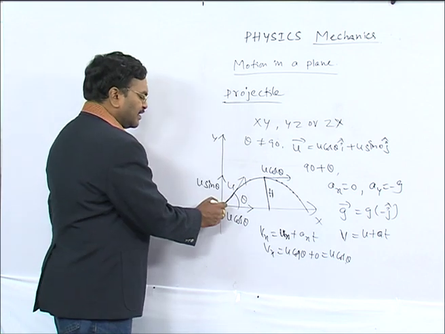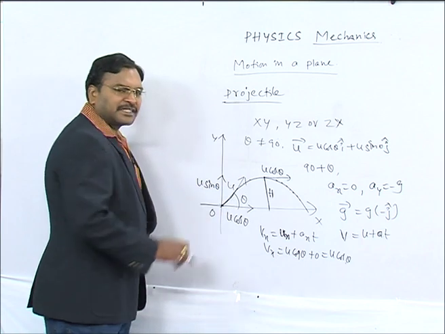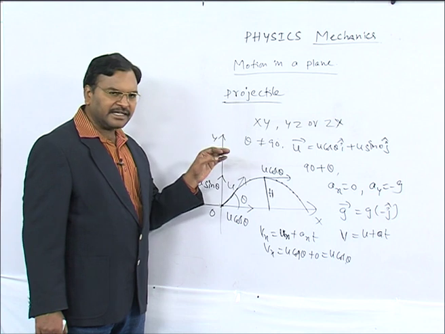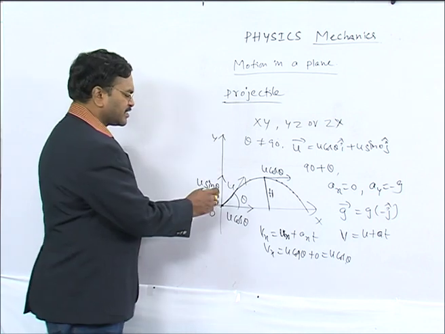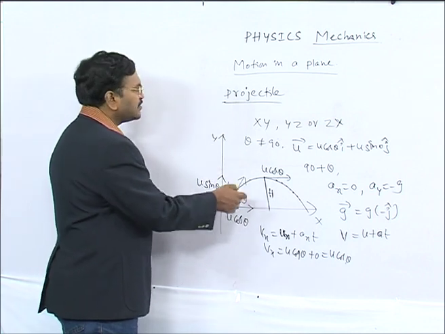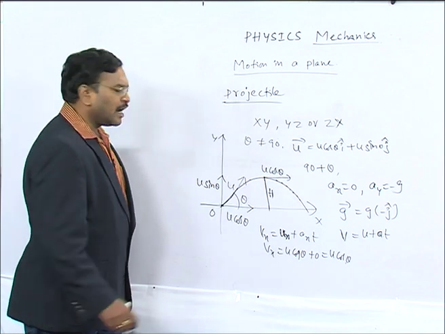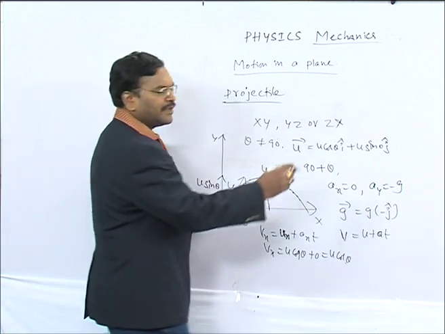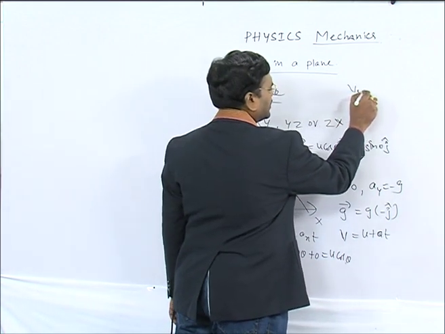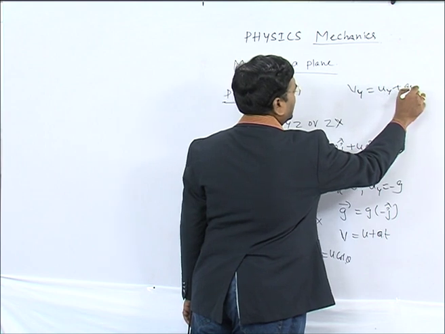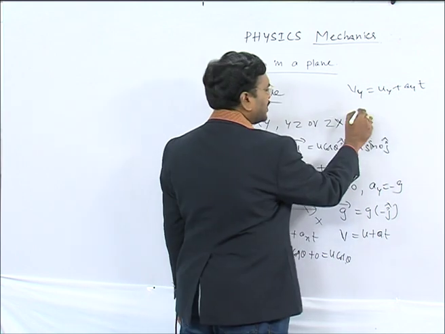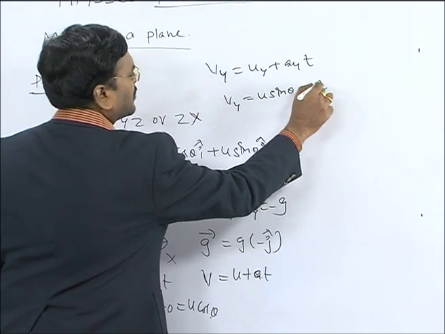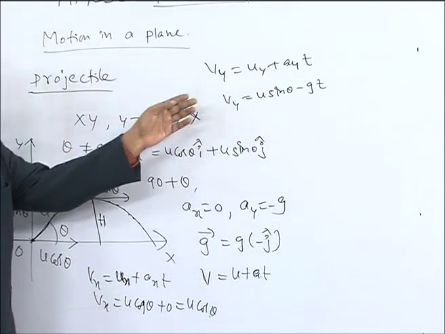Whereas the body is subjected to acceleration due to gravity acting in the downward direction. That is why the u sin theta value goes on decreasing. How? Here Vy is equal to how much? Vy is equal to Uy plus Ay into t. From this, Vy is equal to u sin theta minus Ay, how much? G. Vy is equal to u sin theta minus gt.